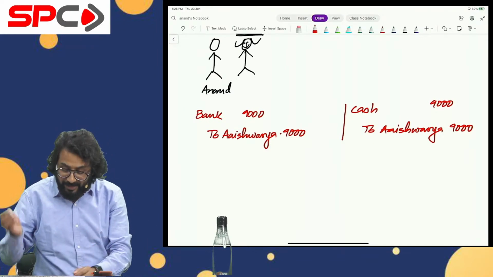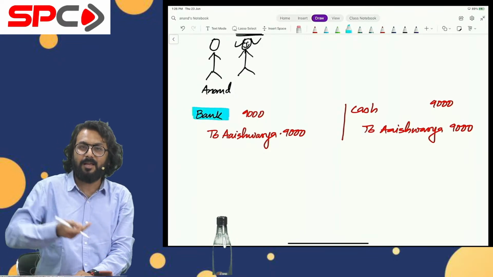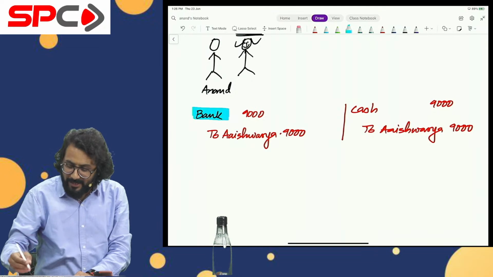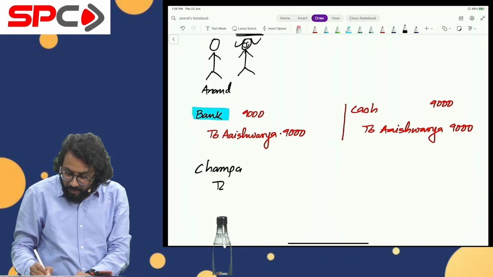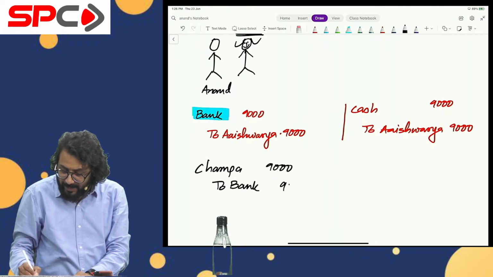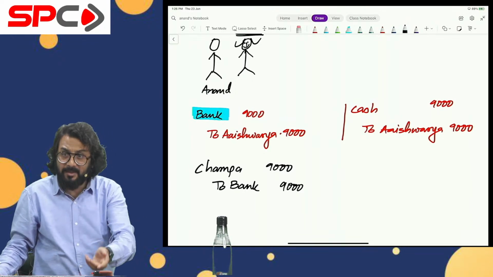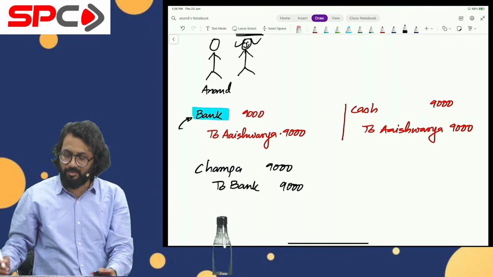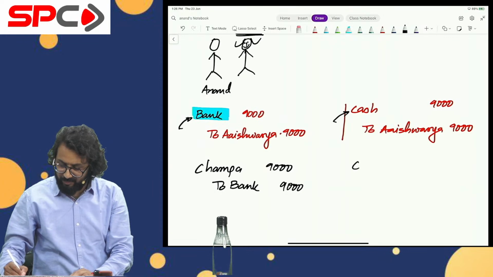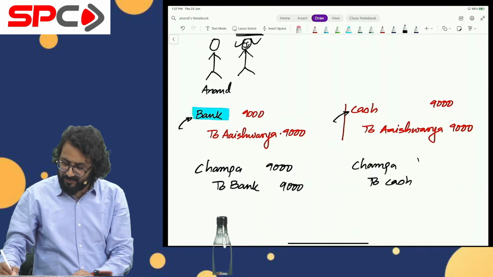Check. So beta ji, when I received a check, if I have routed the entry through bank, I'll have to reverse that entry only. So what entry am I going to do for endorsement? Champa to bank. Don't write Champa to Aishwarya. You cannot give Aishwarya to Champa. What are you going to give? Check. But when the check came, you wrote what? Bank. But suppose you wrote cash, you are going to make the entry Champa to cash 9,000.